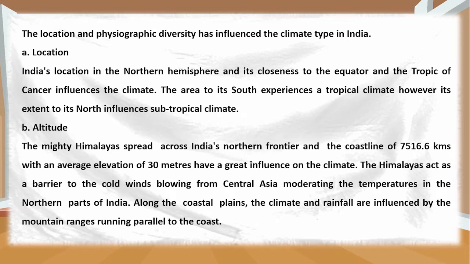The Himalayas are spread across India's northern frontier with a coastline of 7,516.6 km and an elevation of 30 km, and create an impact on the climate of the country. They protect the country from the cold chilly winds of the north. The mountain ranges running parallel to the coastal plains influence the climate and rainfall of those places.